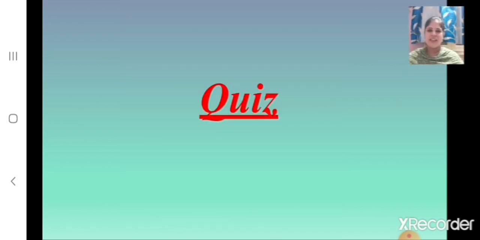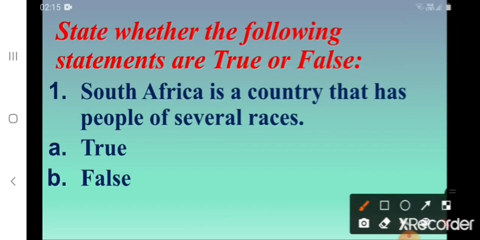Now children, let's have a quiz. State whether the following statements are true or false. First one, South Africa is a country that has people of several races. A, true. B, false. What's the correct option? Correct. A, true.